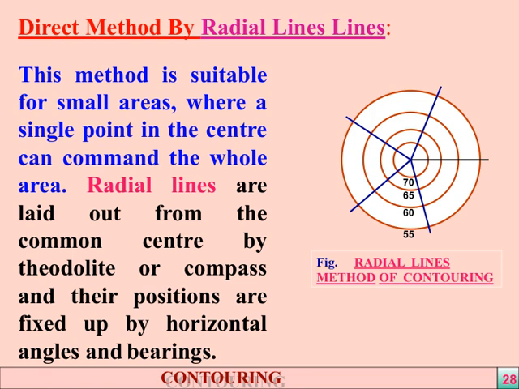The diagram on the slide illustrates how these radial lines extend outward, creating a network that we can use to determine elevation changes and contour lines. This approach simplifies the process for small-scale surveying, making it efficient and precise. It's especially useful when the area is compact enough that a central point can command the whole survey zone, ensuring we capture the necessary topographical details effectively.